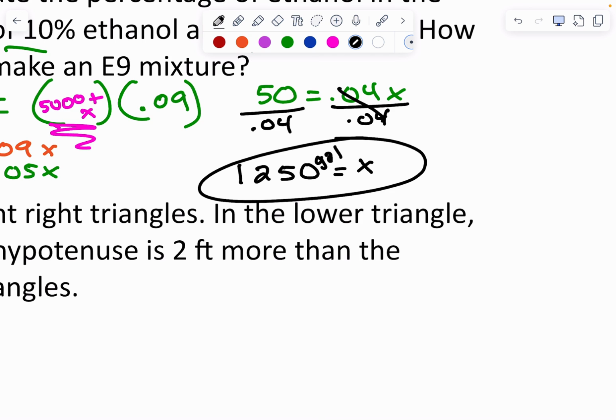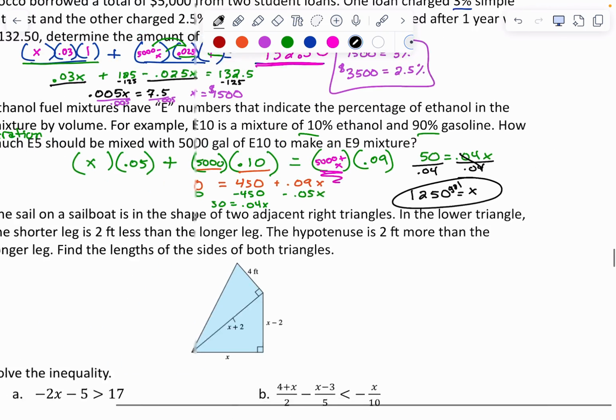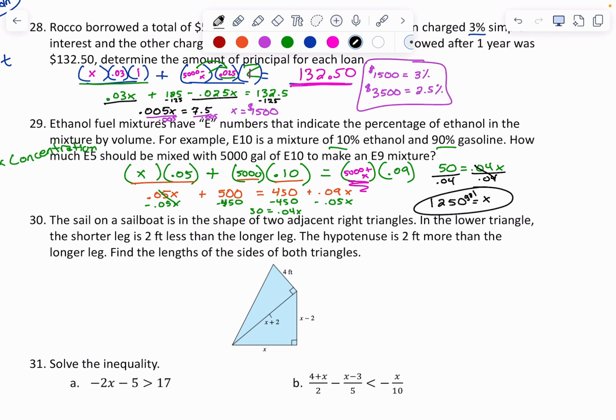6,100 or 6,200. 6250 is how many gallons of E9 I have left. E9 and E10 just talks about what percentage it is, right? So it's 9% ethanol and 91% gas. So 9% would be 0.09. E10 would be 10% ethanol, so 0.1. And E5 would be 5% ethanol, so 0.05. That's just the concentration that it is. No, let's not do that.